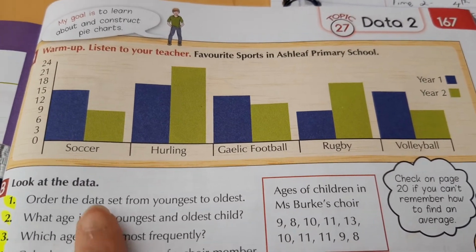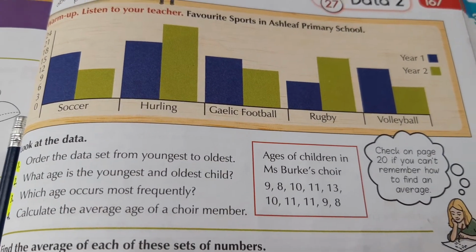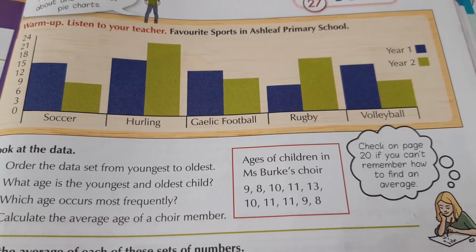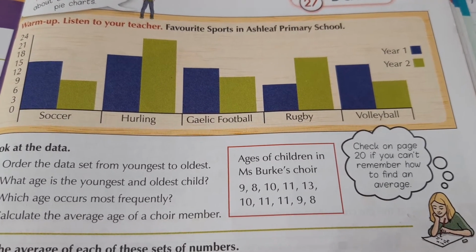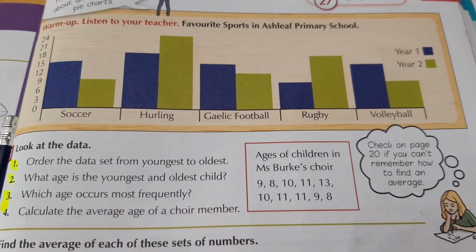So if you look at this, you might remember seeing these kind of charts before. They are called multiple bar charts. It's where you have two bits of information put together. So as you can see there, it's a sports one. So it's year 1 and year 2. So they're comparing years, and it's a multiple bar chart.